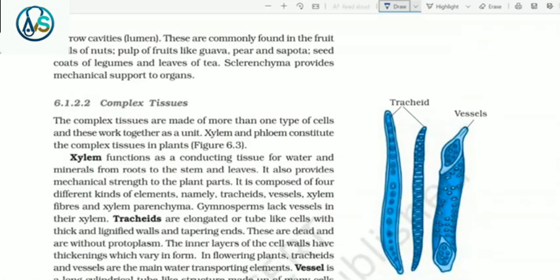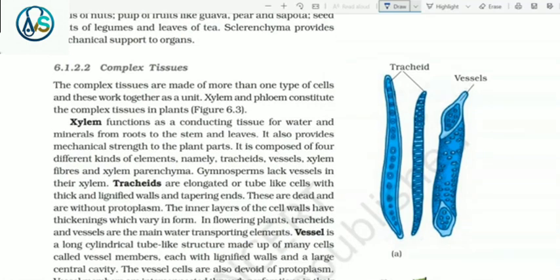The sclereids are spherical, oval or cylindrical, highly thickened dead cells with very narrow cavities, that is, lumen. These are commonly found in the fruit walls of nuts, pulp of fruits like guava, pear and sapota, seed coats of legumes and leaves of tea. Sclerenchyma provides mechanical support to organs.